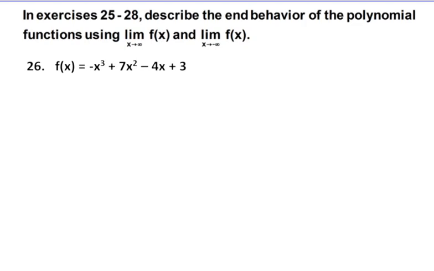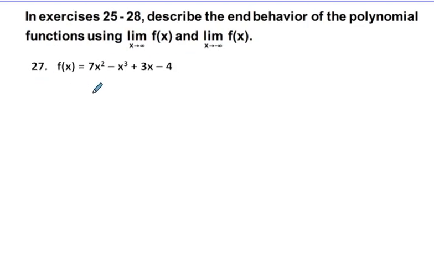Next other problem we have is 27, and here we have a function that is not written in standard form simply because the terms are out of order. If we put this function in standard form from the greatest power term to the least, we're going to start out with negative x cubed, and we have plus 7x squared plus 3x minus 4.